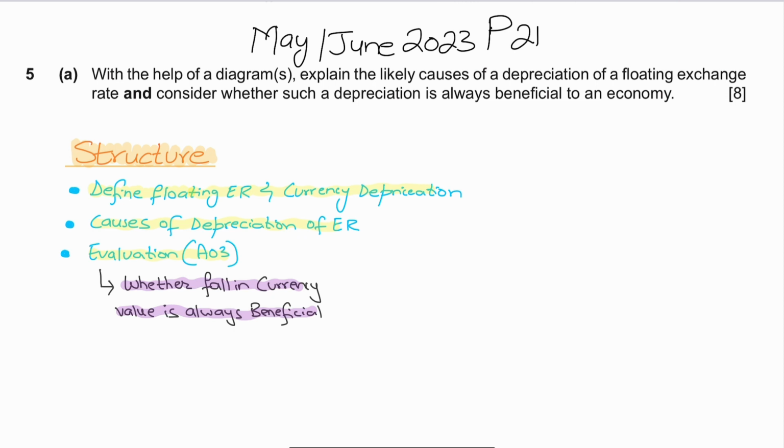So the currency value fluctuates freely according to changes in the demand and supply of the currency in the foreign exchange markets, and those changes could be driven by factors like trade flows, that is imports and exports, investment flows, speculation, or other economic factors. So that's the definition of a floating exchange rate.